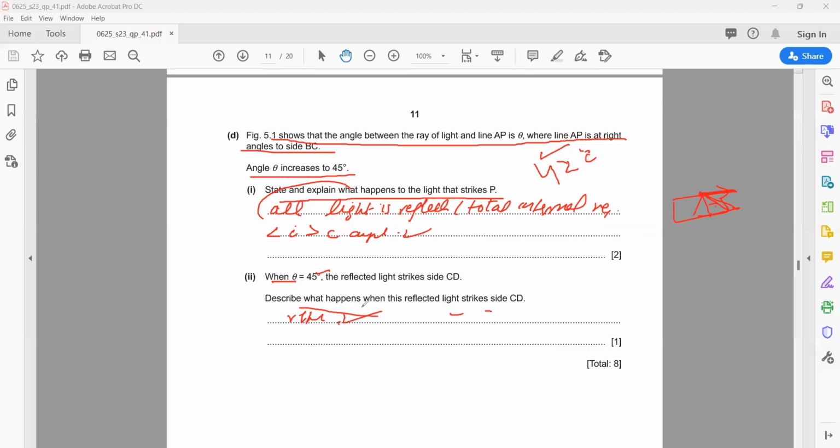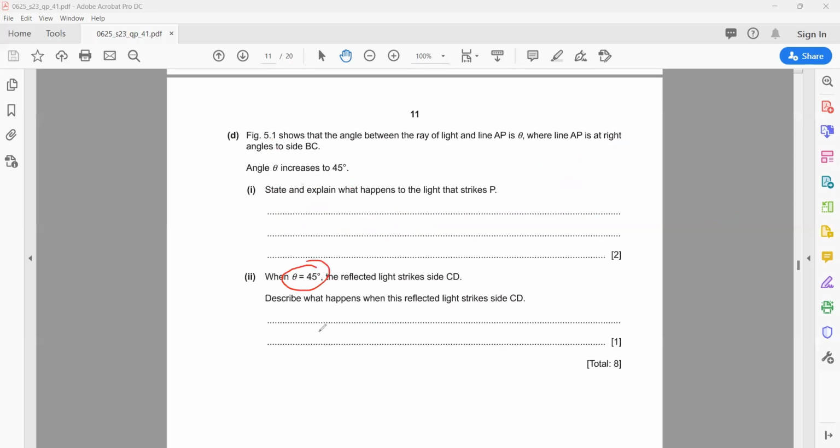Some of them will reflect. Reflected, because the angle is 45. So it is more than the critical angle. Total reflection. Reflection means if it comes like this, it will reflect back. Total internal reflection.